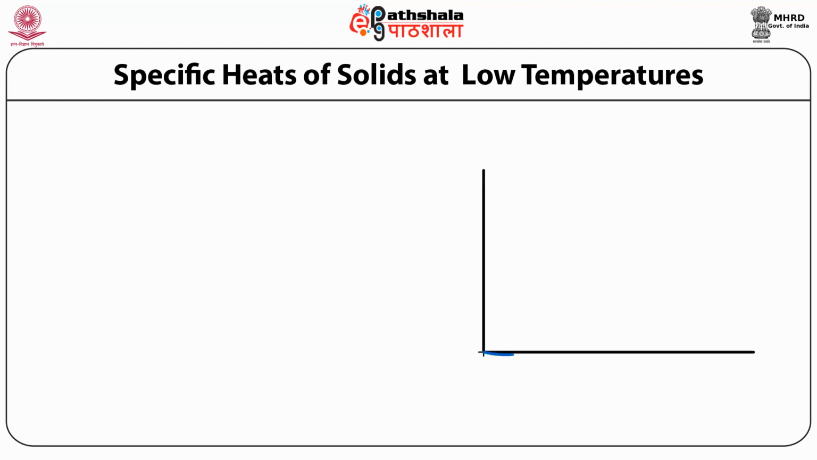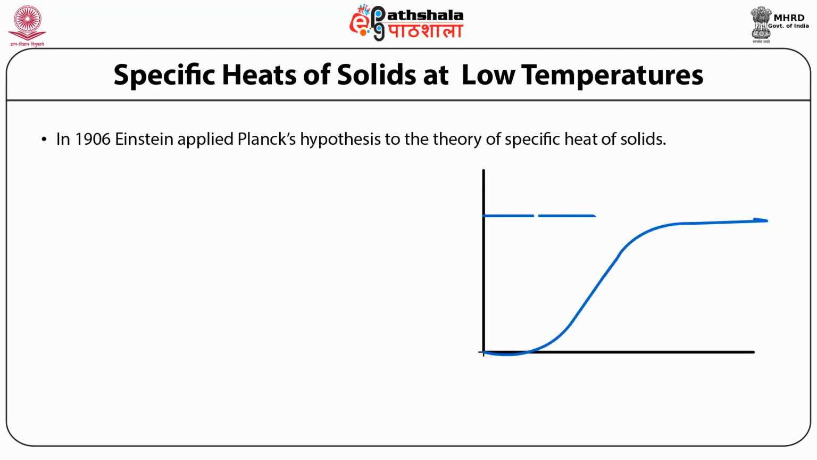Now, specific heats of solids at very low temperatures. In 1906, Einstein applied Planck's hypothesis to another problem of classical physics, the theory of specific heats of solids. It is well known that atoms in solids execute oscillations about their mean positions due to thermal agitation. Each atom may therefore be regarded as a three-dimensional harmonic oscillator. The classical law of equipartition of energy demands that the mean thermal energy of such a three-dimensional oscillator in equilibrium at temperature T is 3kT per atom, or 3RT equals 3NkT per gram atom, where N is the Avogadro number.